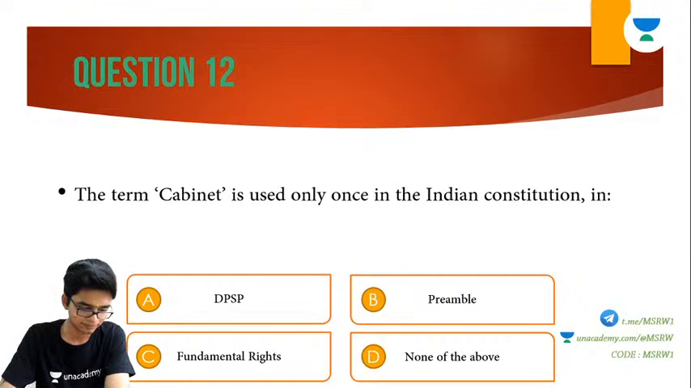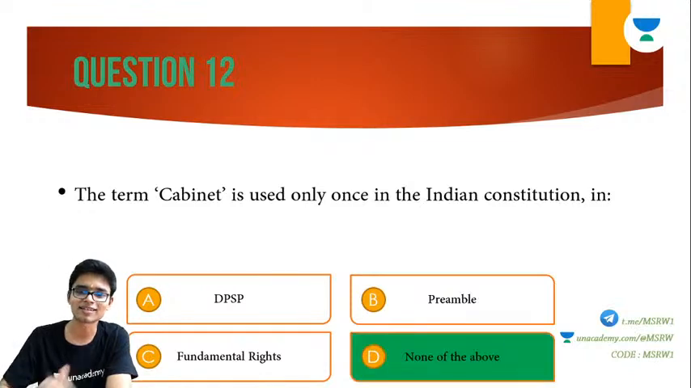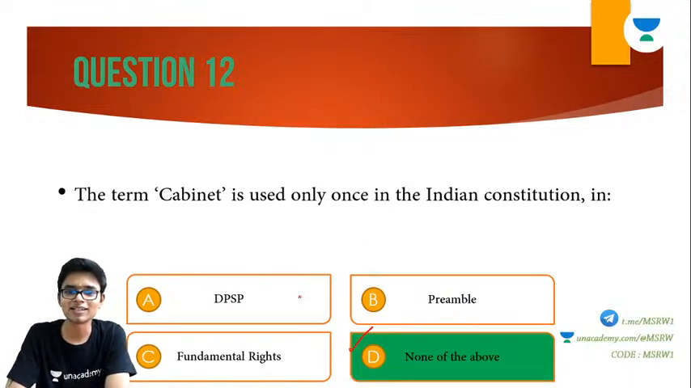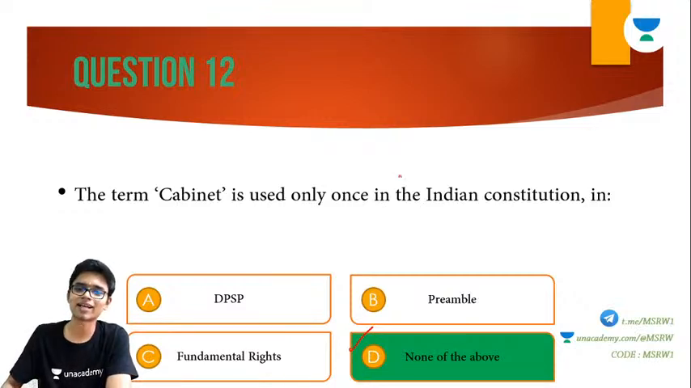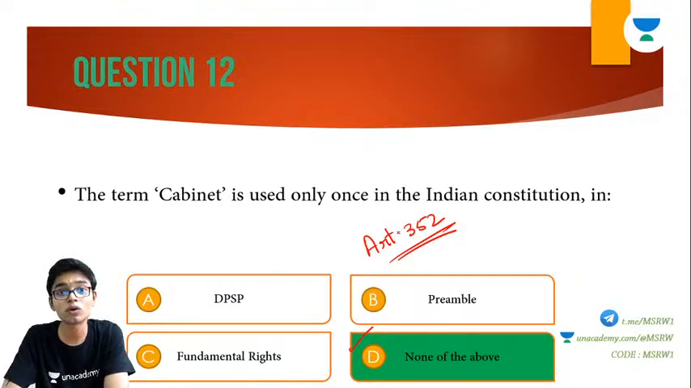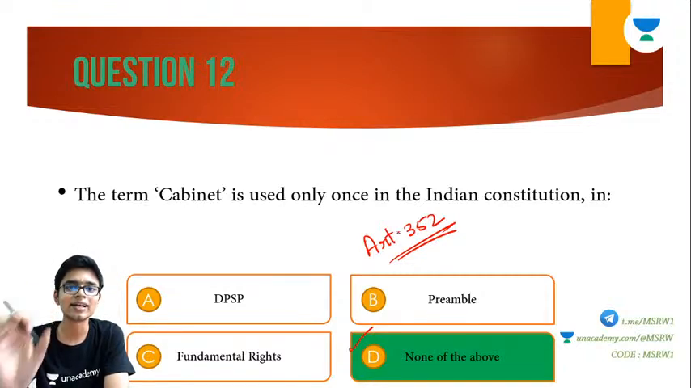Question number 12. Everybody going with D, none of the above. So give me the correct answer. If it is D, then you have to tell me the correct answer. D is correct. The term cabinet is used only once in Indian constitution. And where is it? None of the above is the correct answer. So you have to tell me where can I find it. Parliament? No. Give me the more accurate answer, Nilam. Yes, Satya Pandey, exactly. Article 352, brought in by 44th Constitutional Amendment Act. In the National Emergency clause, some changes were made in the 44th Constitutional Amendment. The word cabinet was added in Article 352 for National Emergency.